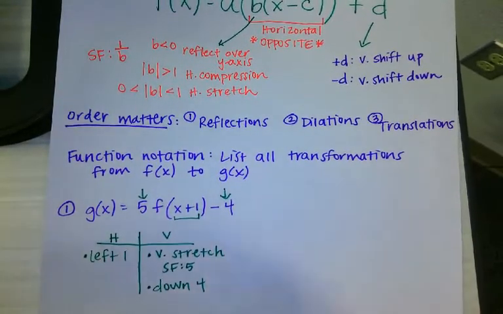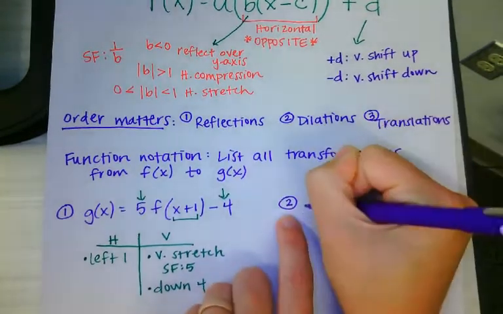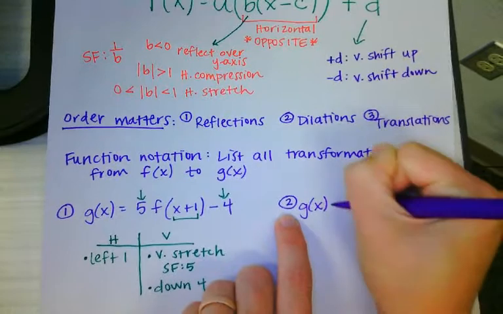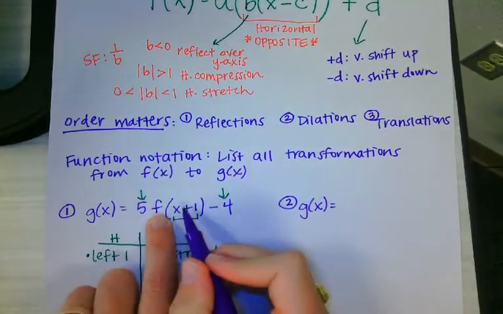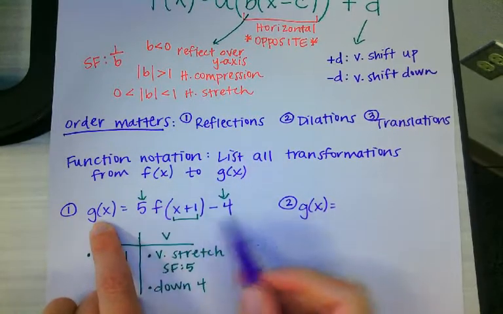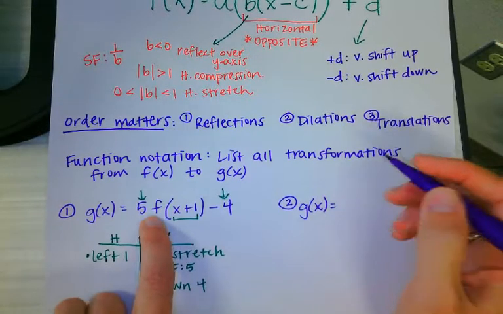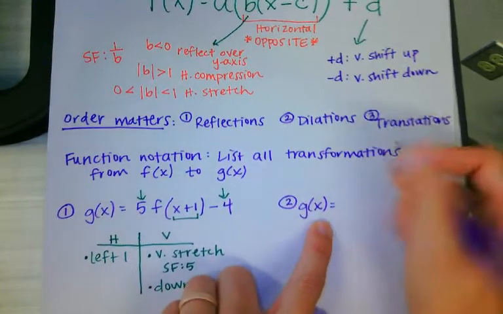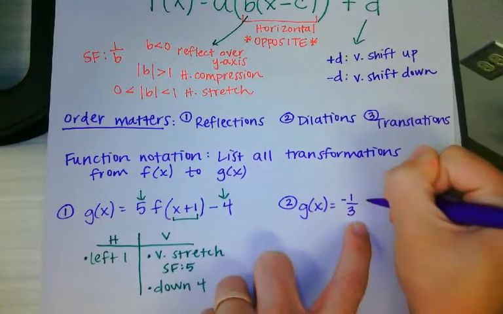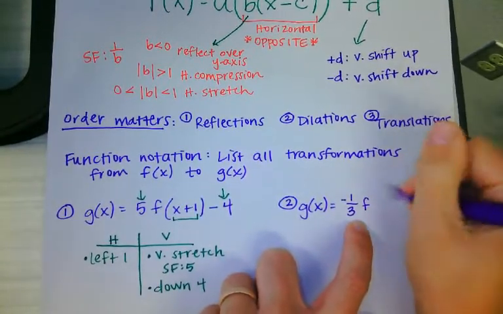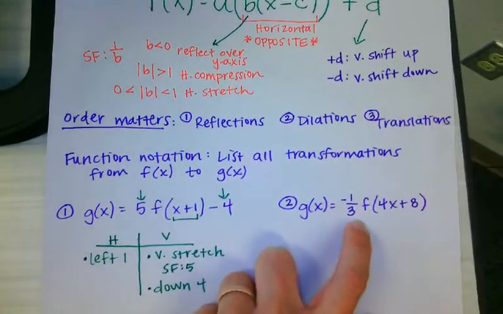Okay, I want to make it a bit trickier. So g of x, I guess I didn't make this clear. f was the original function, and g means, hey, we did all of these transformations to some original function f. So for our new function g, I want to talk about what happens if we make it negative 1/3 times some function of 4x plus 8.